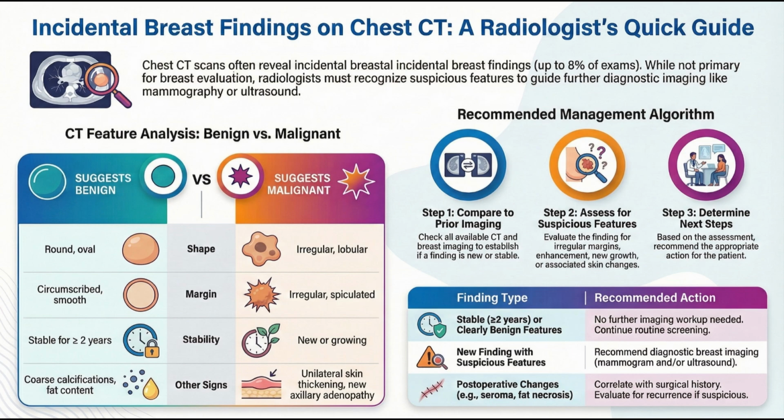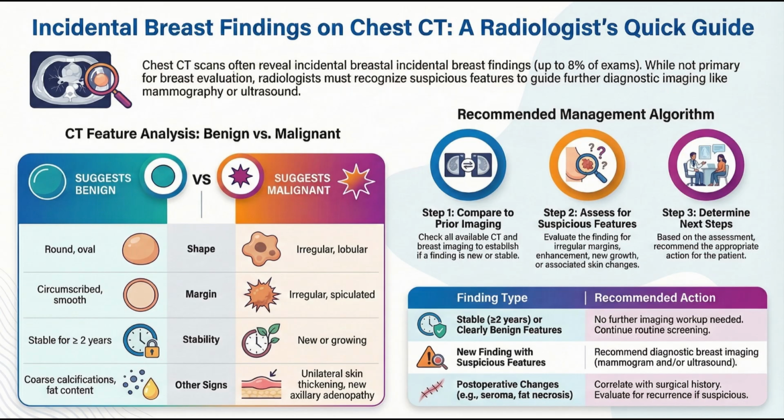But if it's non-symmetric, unilateral skin thickening or architectural distortion, that favors malignancy. That needs to be checked out. And we should probably mention male breast findings, too. Definitely. Male breast cancer is rare, but gynecomastia, that's benign tissue growth, is super common. Affects about 60% of men over 44. And that can be tricky because it can be asymmetric.